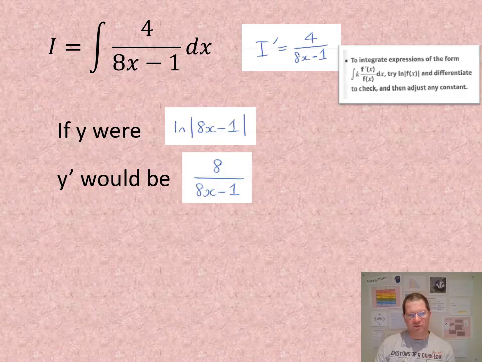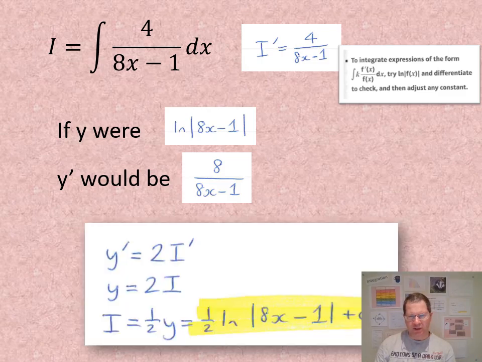So using the chain rule, if y is log of 8x minus 1, then y dash is 8 over 8x minus 1. So comparing y dash and I dash, again y dash is 2 lots of I dash, because 8 is twice as big as 4. So y equals 2I, and that means that I is half of y, so I is half log of 8x minus 1, and I'm covering the c there.